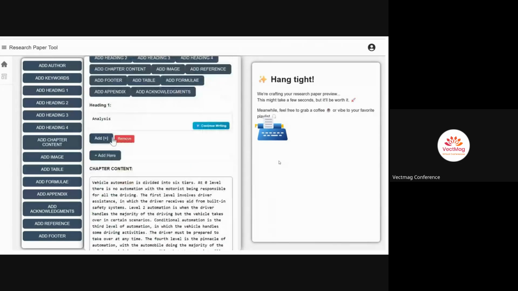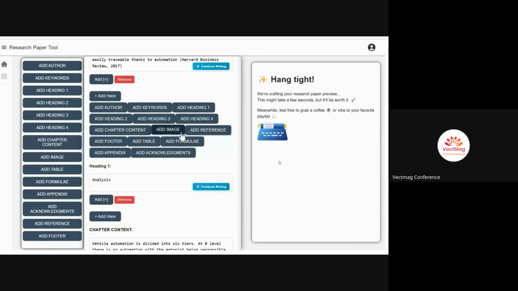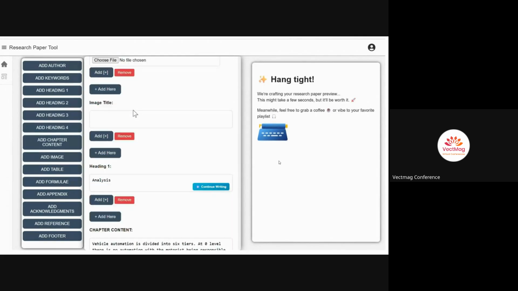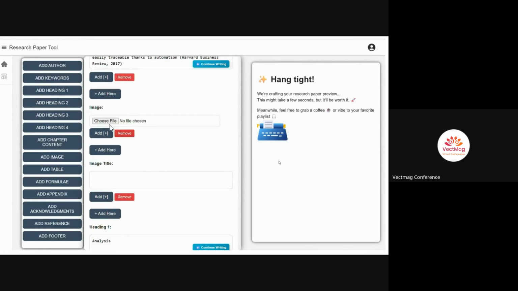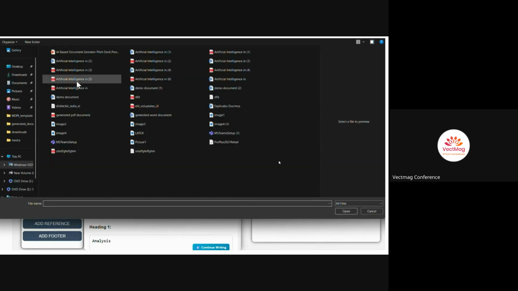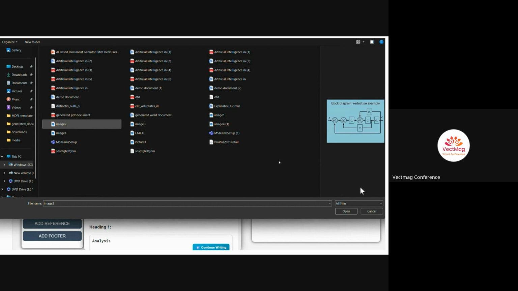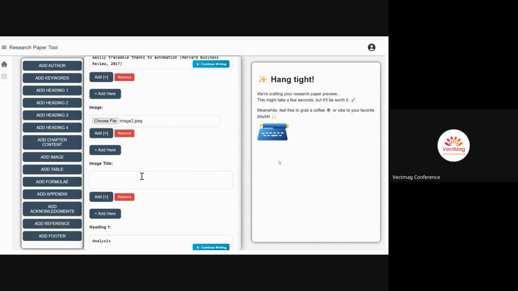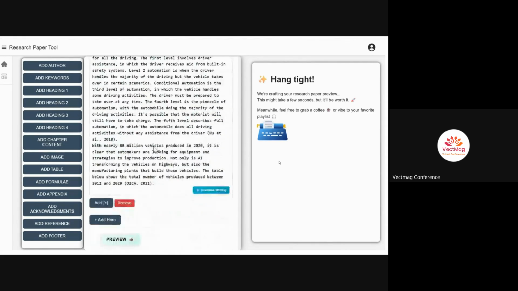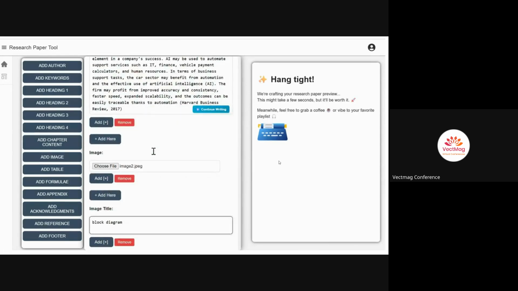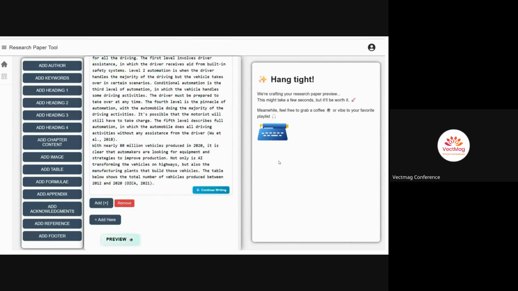Now let's take a look at the Add Here button. This feature gives you complete flexibility. You can dynamically insert any field at any position in the form based on your structure or flow. For instance, I've just clicked the button to add an image field. You can now upload your image directly into this section. Right below the image upload, there's a dedicated field for image caption. Here you should enter a clear, concise caption or description that explains what the image represents, making your document more informative and visually organized.